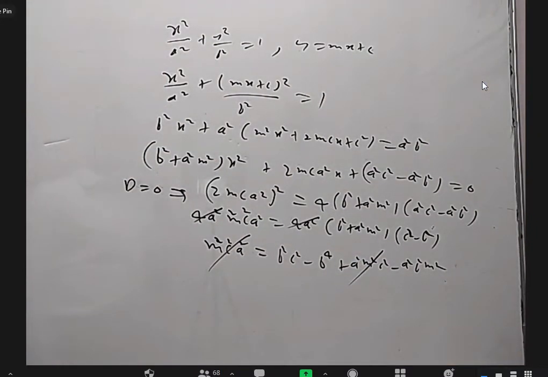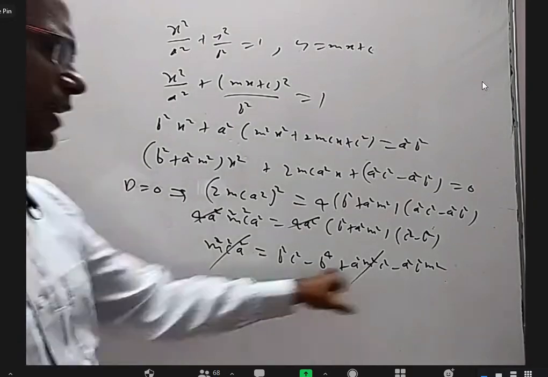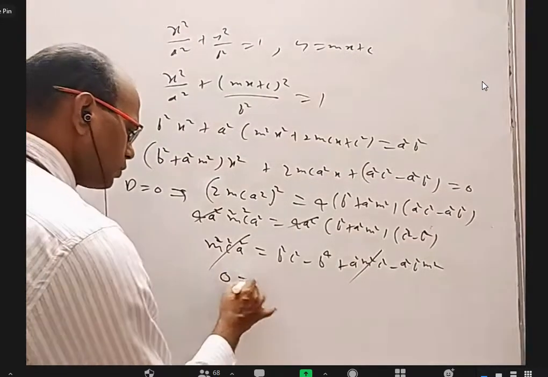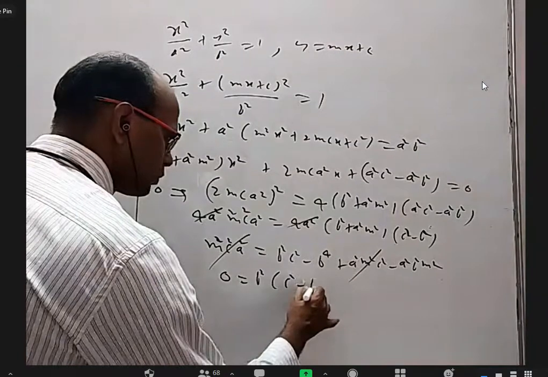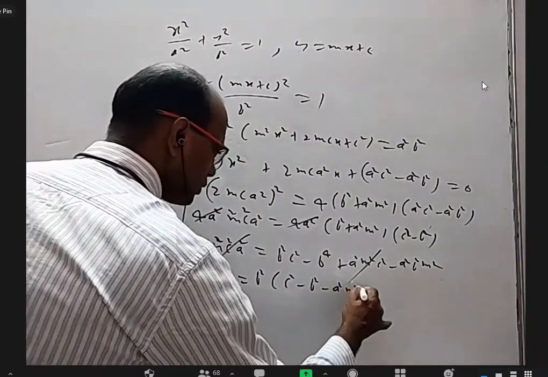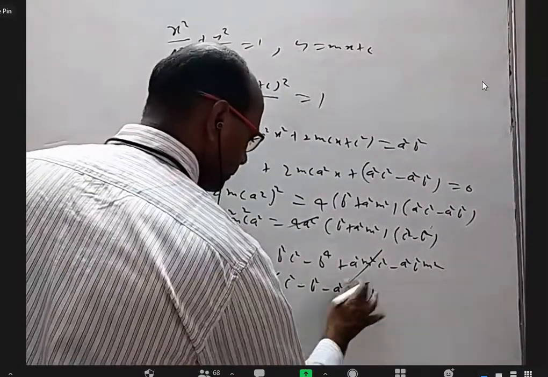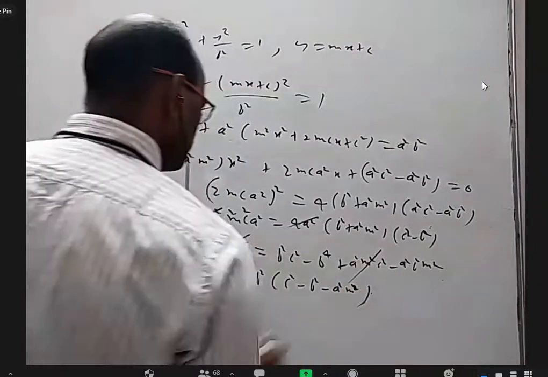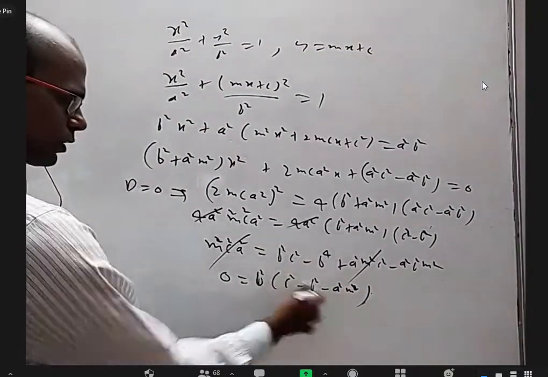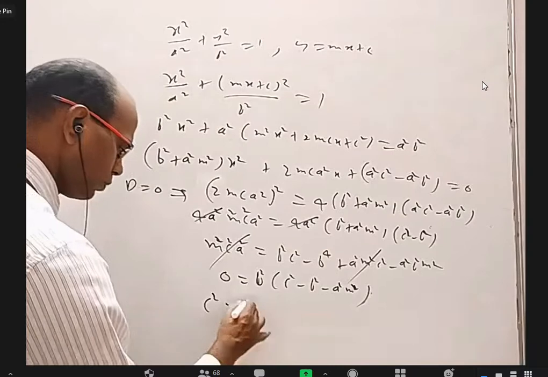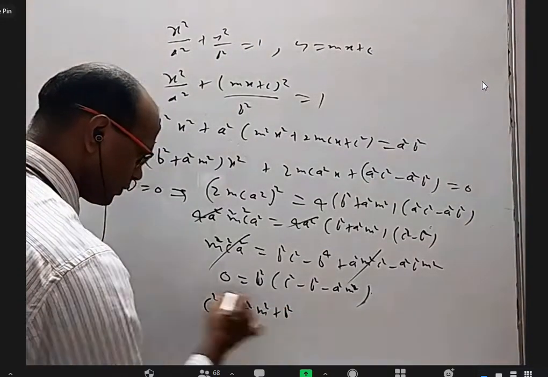Now what is it that I have to do? I can cancel b square all over. 0 equal to b square common into (c square minus b square minus a square m square). This b square cannot be 0, so bring this one this side, you'll get c square equal to a square m square plus b square.